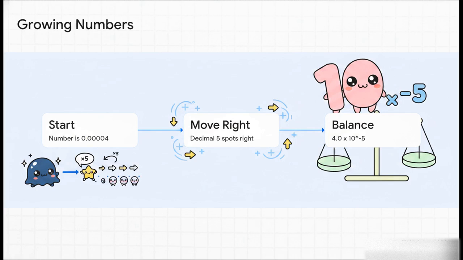But for super tiny microscopic numbers, the exact opposite logic applies. Look at 0.00004. This number is way smaller than 1, so we slide the decimal to the right to make it bigger. We jump 1, 2, 3, 4, 5 spots to get a solid 4.0. Because we artificially made the decimal number larger, we must balance it with a negative exponent, so we multiply by 10 to the -5th power. Sliding left gives a positive exponent, sliding right gives a negative exponent. It's just a perfect mathematical balancing act.